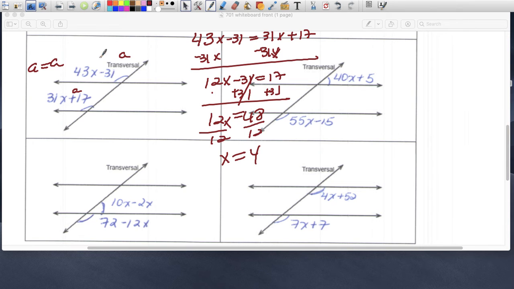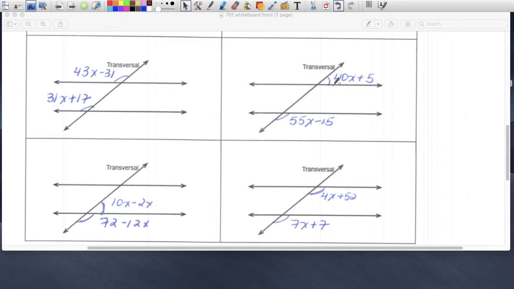So I can take the 4, put it back here on top, right? So let me erase this A over here. So I'm going to get 43 times 4 minus 31. 43 times 4 is 172 minus 31. And 172 minus 31 is going to be 141. So this is 141, which means this guy is 141. Remember, they're the same. If this is A, this is B. They're different. So if one is A, the other one is B, we do A plus B equals 180.